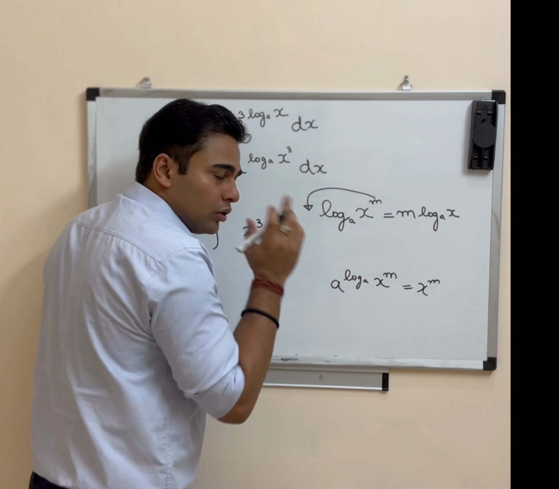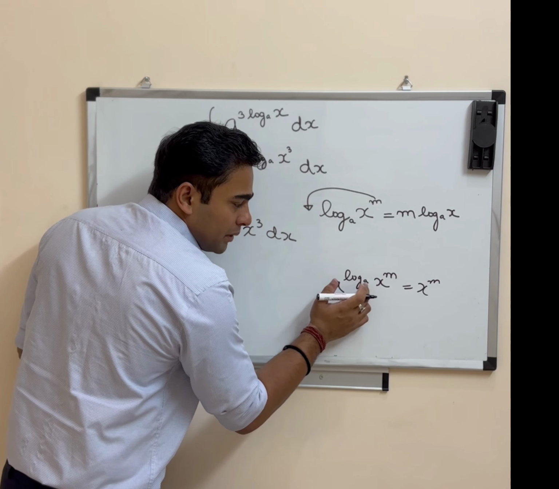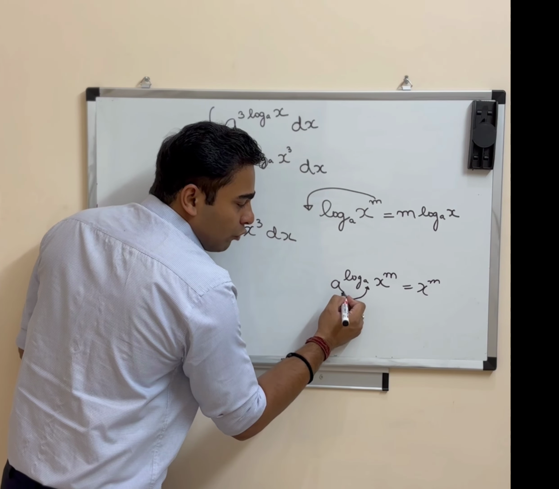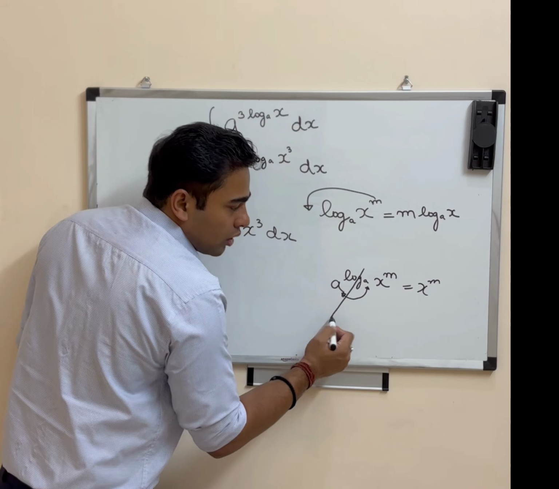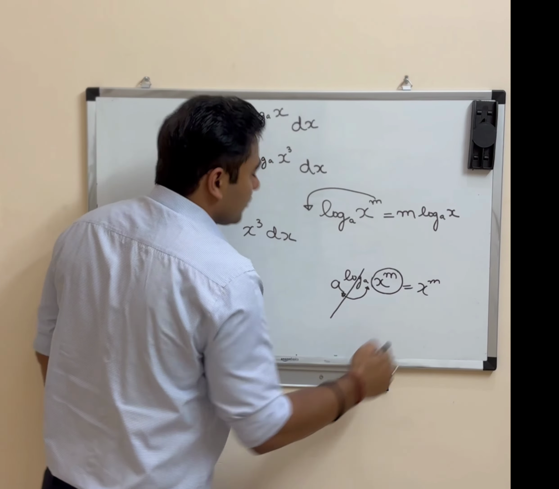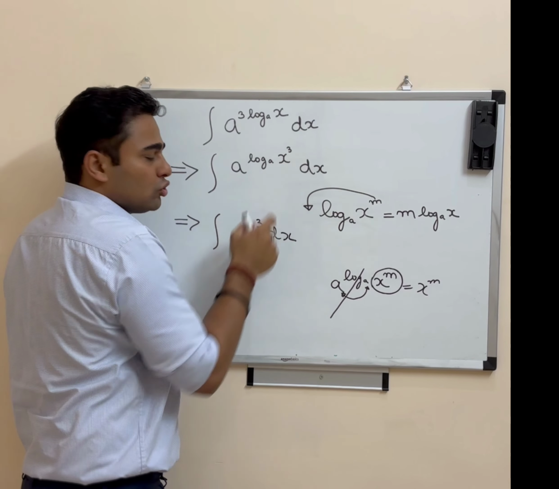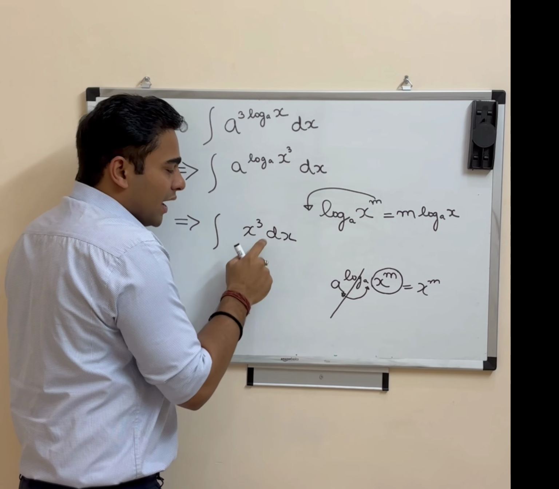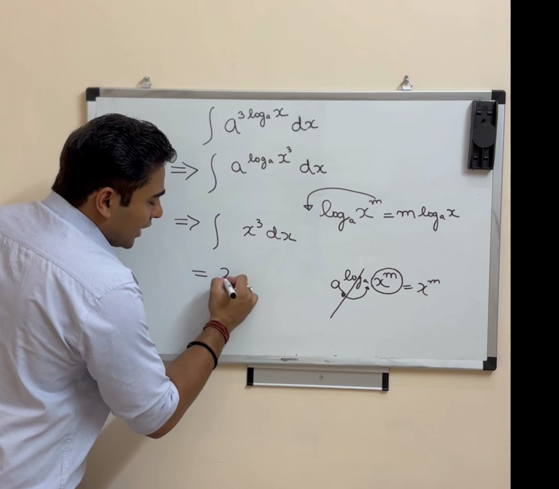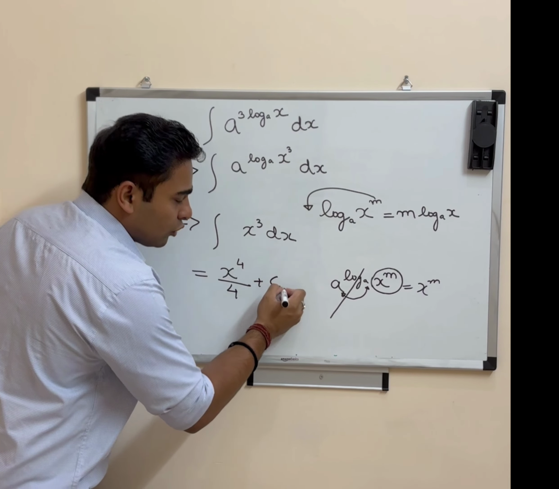So what you will have to keep in mind is that this a raised to the power and this log base a have to be the same thing. If they are the same thing, then you can cancel these out, so you will be getting this as the answer. Similarly, here a raised to the power log base a x raised to the power 3 would turn out to be x raised to the power 3, and so now it becomes very simple, which is x raised to the power 4 upon 4 plus the integrating constant.